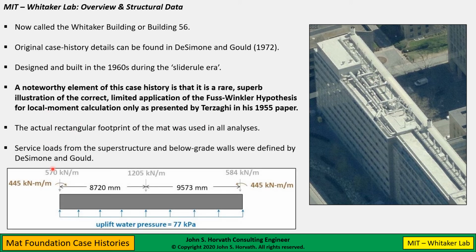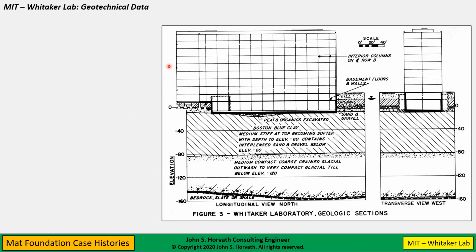Now in this case, D'Simone and Gould did make an estimate of the column load, so we're able to do analyses with a little bit more exact loading, although we could not model the interaction with the structure. Here are transverse and longitudinal cross sections through the building. You see 2 basements going about 30 feet, 9 meters below grade. Several stories. This was a reinforced concrete frame.